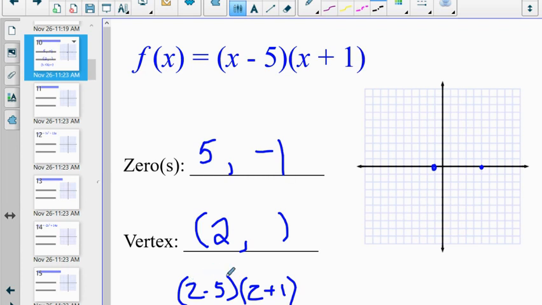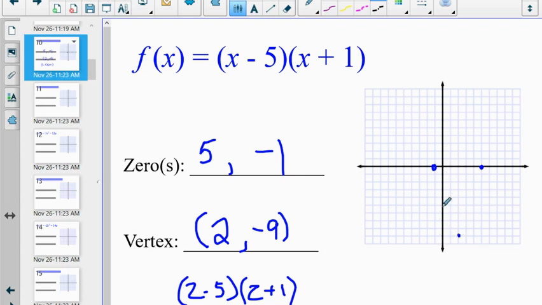Did I do that right? Oh, no, I didn't. I didn't think it was that big. 2 minus 5 is negative 3. Negative 3 times positive 3 is negative 9. And so over 2, down 9, we get to that point, which is the vertex.